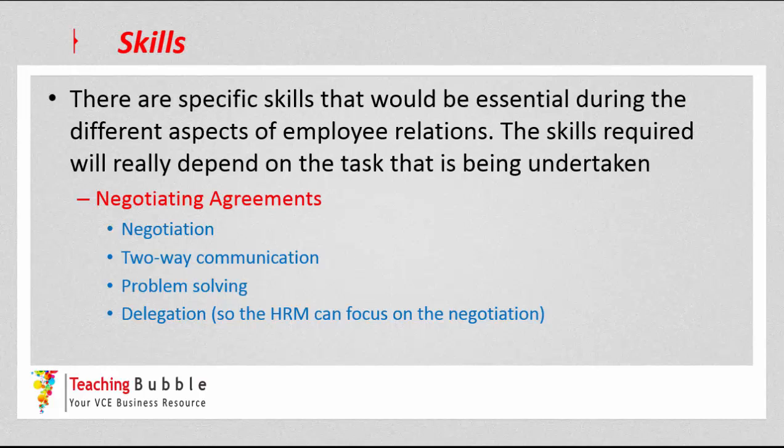So negotiating agreements, obviously it's pretty hard to negotiate without the negotiation skill. Two-way communication, we spoke before about listening to employee needs so that a decision can be made. So not just one-way communication, but two-way communication is important there. Problem solving, because often a problem will come up where we're trying to get around an issue that's being negotiated. It might be that employees want some kind of condition in the agreement, but the employer can't afford that, or it doesn't meet their needs. So therefore, working out an issue and coming up with a resolution, problem solving.